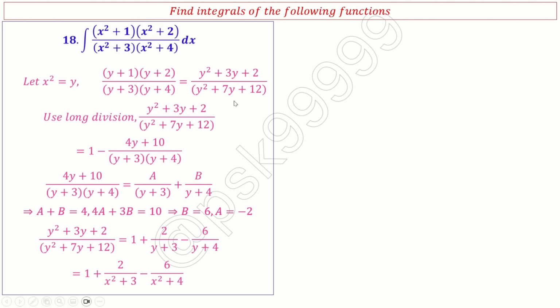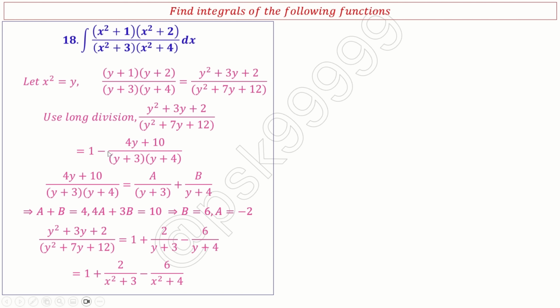Now you do long division first, because both are of power 2, the same polynomial degree. So you do a long division, and you will get 1 minus 4y plus 10 divided by y plus 3 into y plus 4. The denominator is y plus 3 into y plus 4, which we already know; only for the long division did you do this multiplication. Now this one we can easily convert into partial fractions.